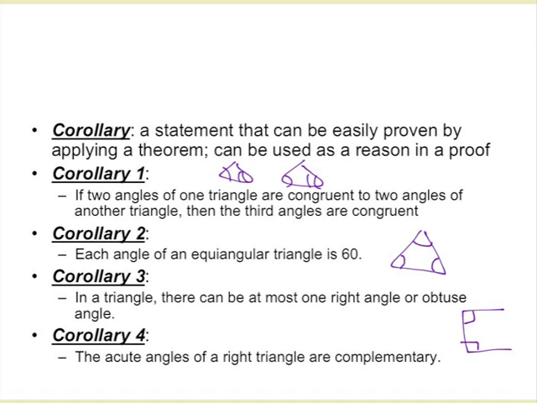And corollary 4 says the acute angles of a right triangle are complementary. What does complementary mean? Add up to 90. So if I have a right angle, I've used 90. So the other two must add up to 90 as well, so that altogether I have 180. Okay. So all of these follow directly from the fact that the three angles of a triangle add up to 180. Questions?